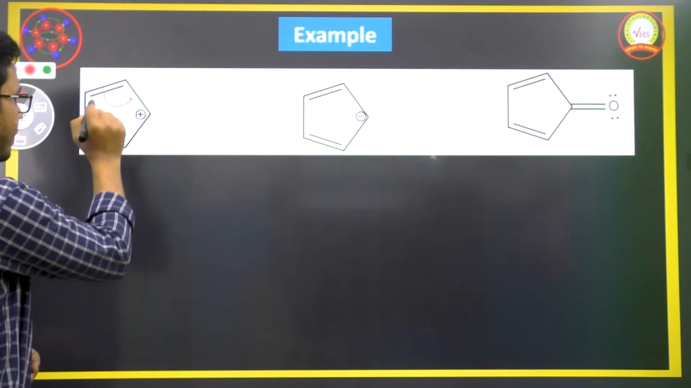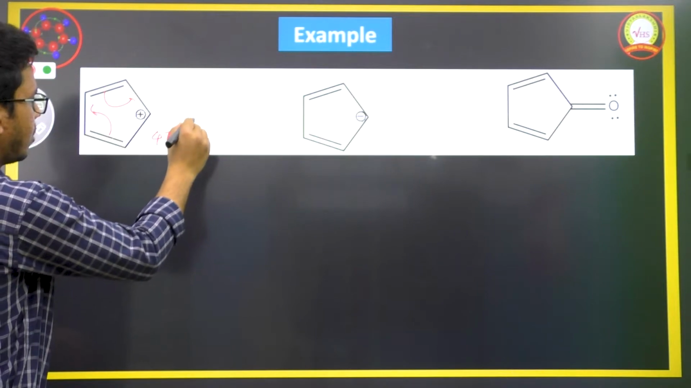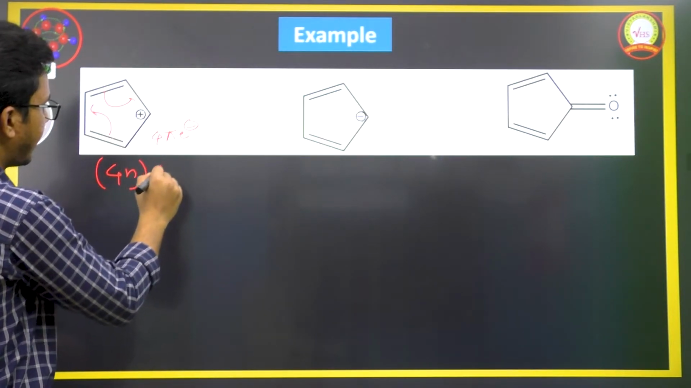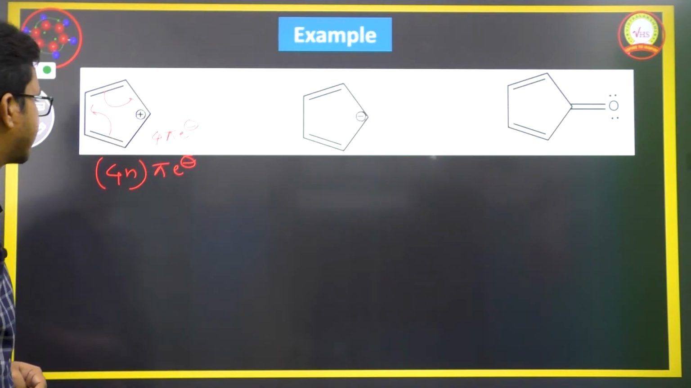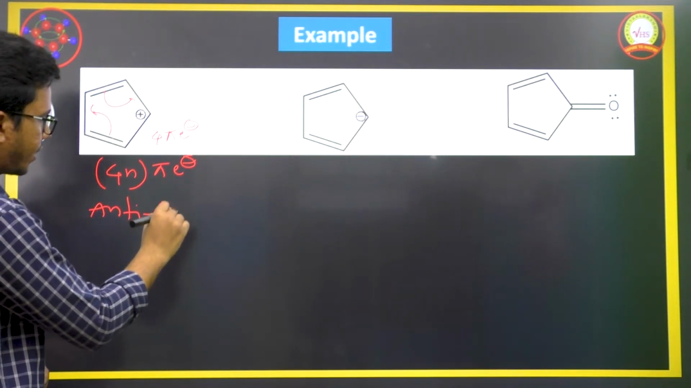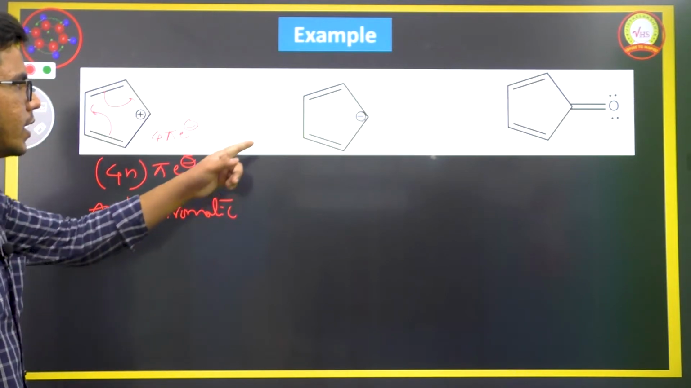Now let us see how many pi electrons are there. We have only 2 pi bonds, right? 2 pi bonds means how many pi electrons? 4 pi electrons. 4 pi electrons means it is satisfying the 4n pi electron system. 4n pi electron system means it comes under anti-aromatic. Anti-aromatic.